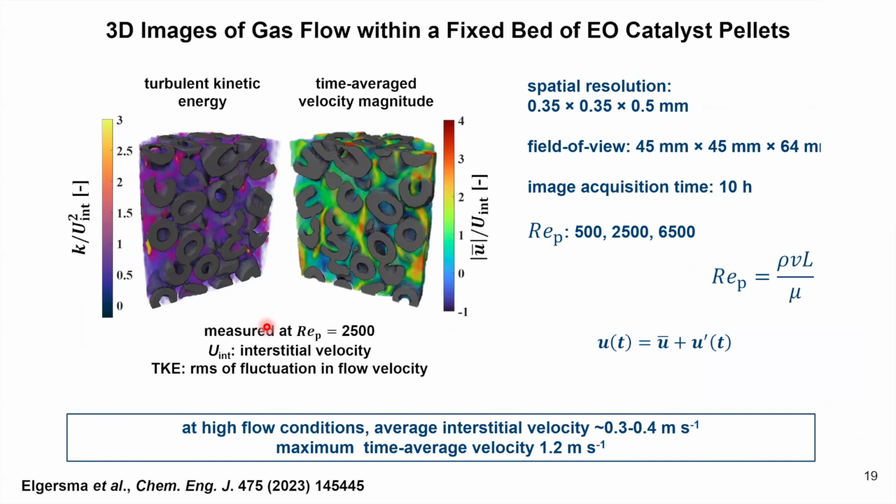So on the left-hand side, we've got a measurement of the turbulent kinetic energy. We did this at about 500, 2,500 and 6,500 Reynolds numbers. So fully over the range of industrially relevant Reynolds numbers. We get the turbulent kinetic energy and the time average velocities as well.